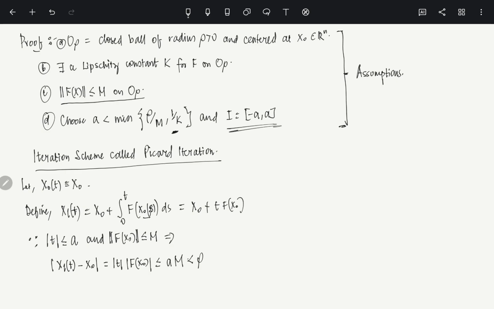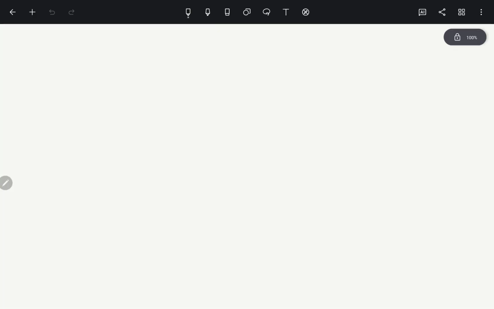What does that imply? It implies that x1 of t is always in O rho, this set, for all t in I. See, x naught is a vector, and O rho is a closed ball centered at x naught. The iterate which we are finding is such that at all times t, x1 is always in that neighborhood. And not only x1, we want all our xn's to be in that neighborhood.